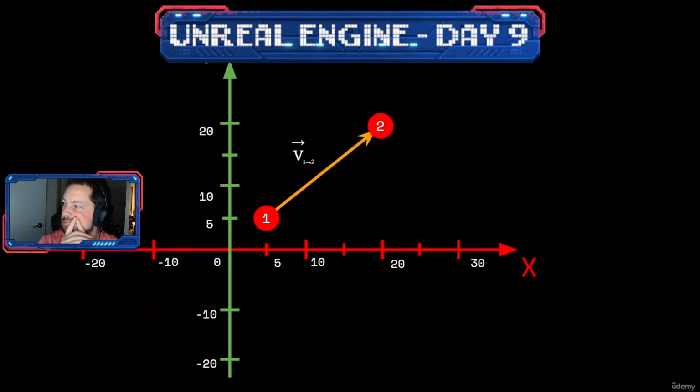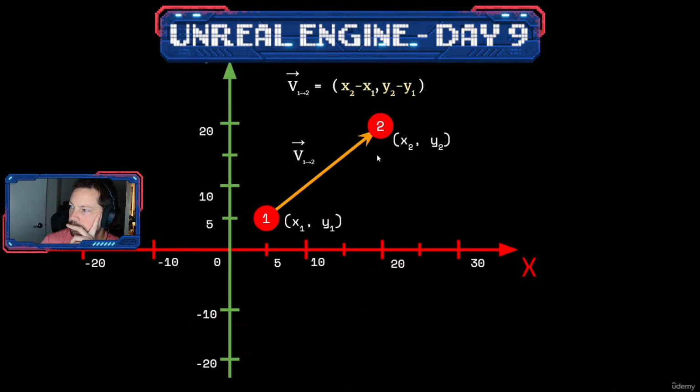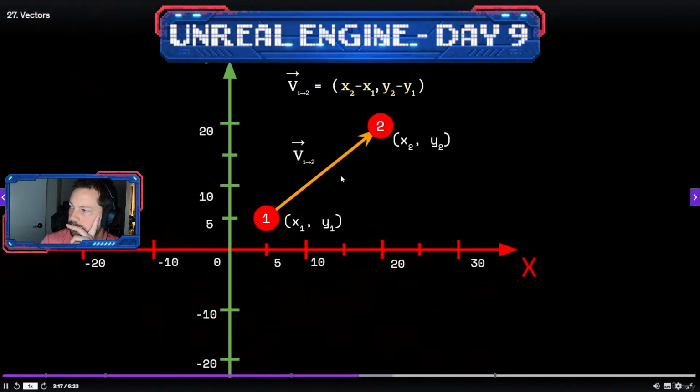We can generalize this even further by saying that any vector starting at point 1 and ending at point 2, with coordinates x1, y1 at the tail and x2, y2 at the head, has xy components equal to this formula. The vector's x component is x2 minus x1, and its y component is y2 minus y1. So we subtract the coordinates of point 1 from point 2, first in the x, then in the y.